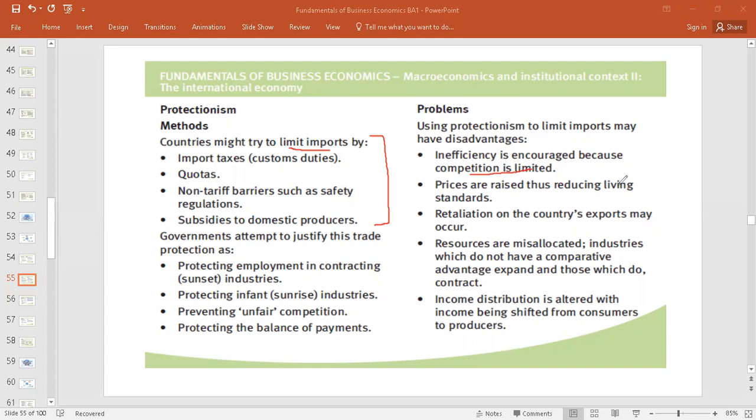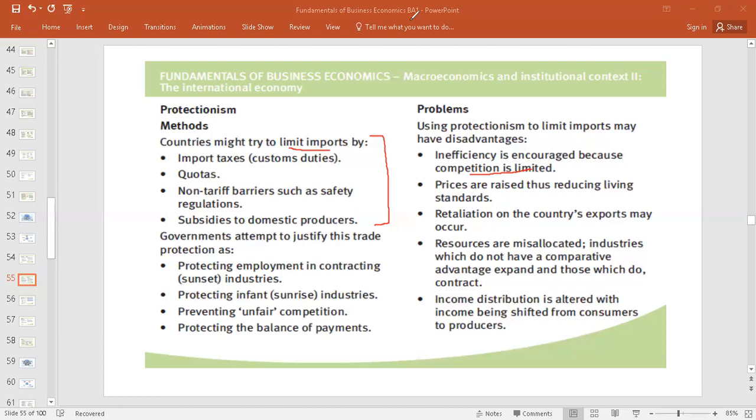Then prices are raised, thus reducing living standards. Retaliation on the country's exports may occur. If they do not import, then the foreign countries also may retaliate, and they may refuse to take the exported material. So that retaliation can be there. Resources are misallocated. Then income distribution is altered, with income being shifted from consumers to producers.